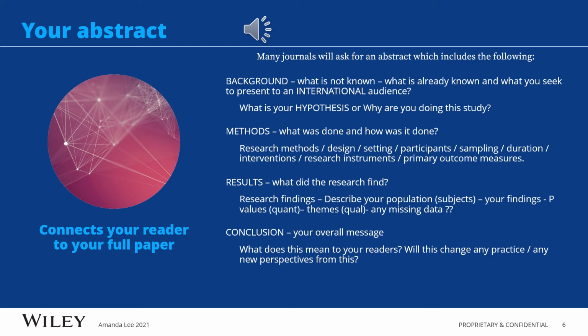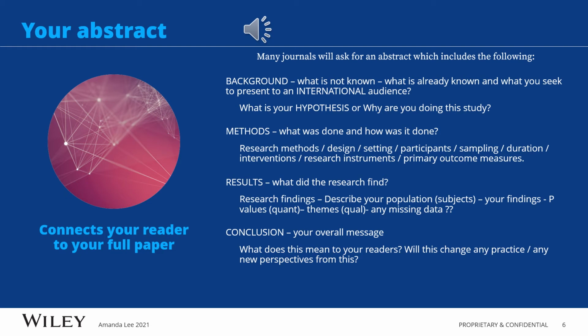The methods section, for example, just gives us an idea about what was done and how it was done. So this should offer a little bit of information on your method, your design, your settings, your sampling technique and participants, how many were there, how long did the study take, what interventions you were checking out or evaluating, what research instruments you used, and what your primary outcome measures were.